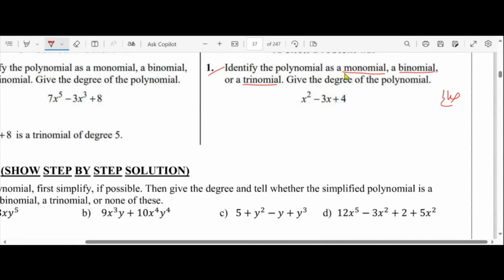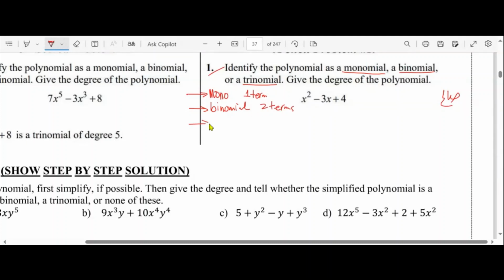Identify the polynomial as a monomial, binomial, or trinomial. Give the degree of the polynomial. I didn't teach you this, so let me teach you. If I say mono, it means what? One term. If I say binomial, 2 terms.